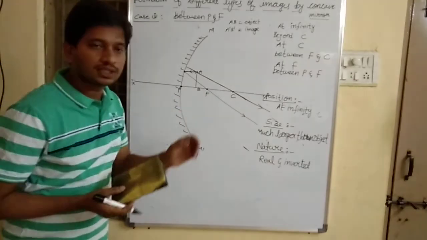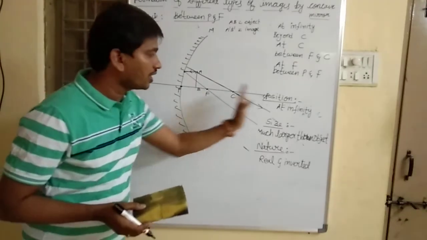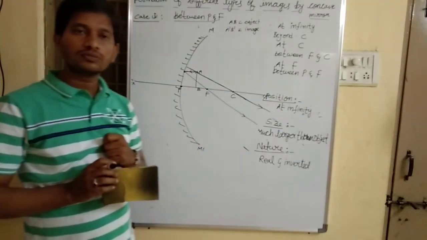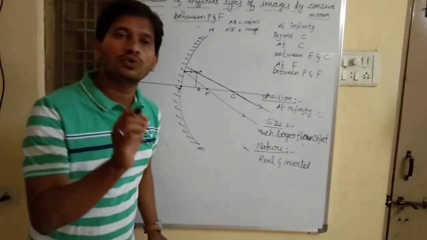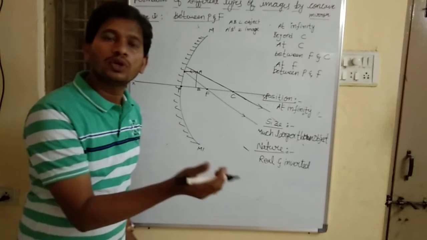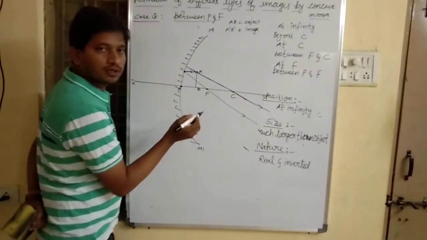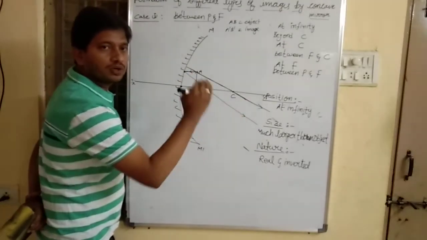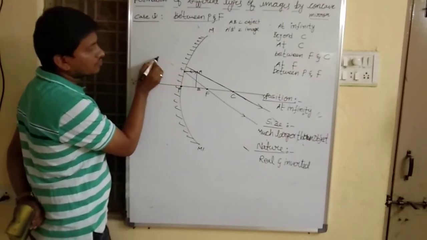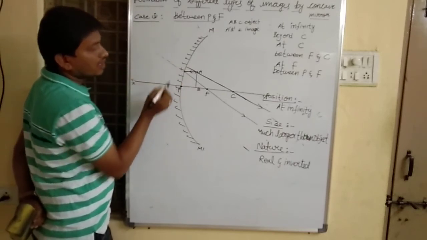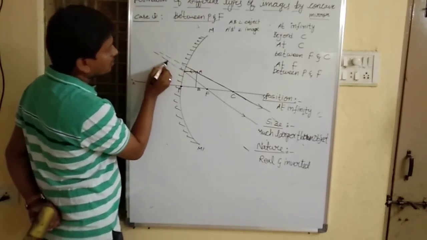If you observe, these two reflected rays are not intersecting in front of the mirror. So what do we have to do? We have to produce them towards the back side of the mirror. These are the two reflected rays. They are not going to meet in front of the mirror, so we have to extend them towards the back side of the mirror.